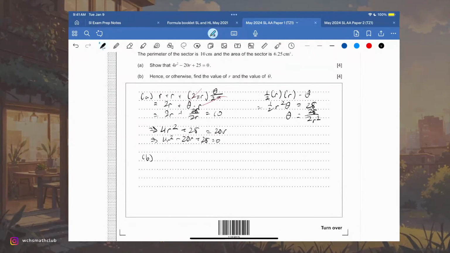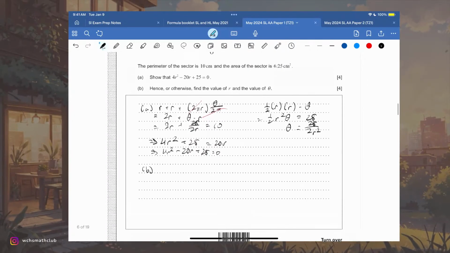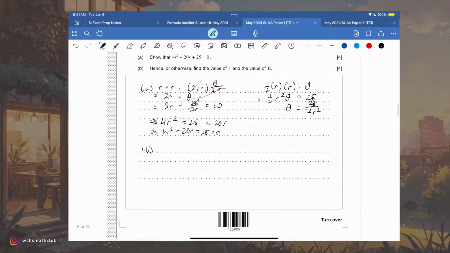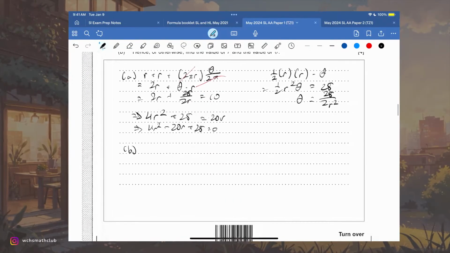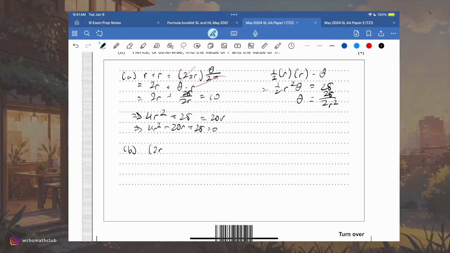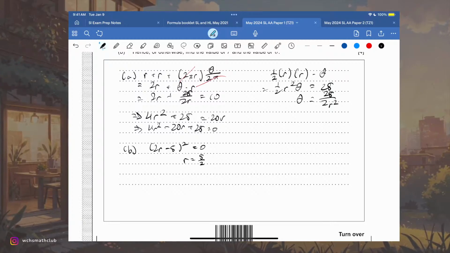Now, for part B, it tells us hence or otherwise, find the value of r and the value of theta. So hence or otherwise is just a hint. You can try to use the previous part of the problem to answer it. So what you can do is solve for r in this quadratic here. I can notice I actually cannot factor this. Oh, actually I can factor this. So this is actually 2r minus 5 squared equals 0. So then r equals 5 over 2.